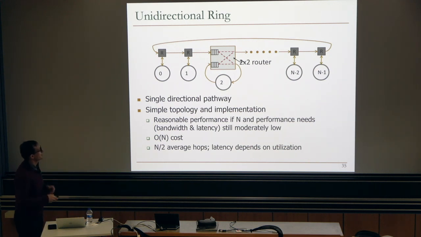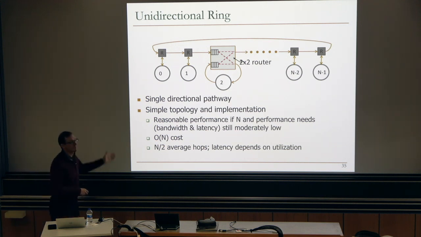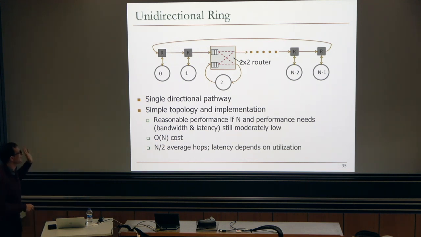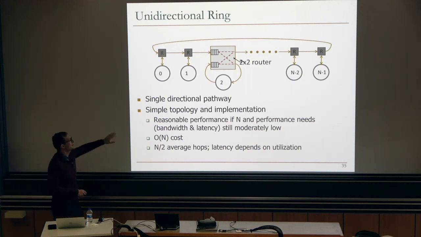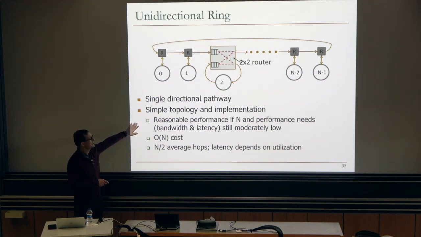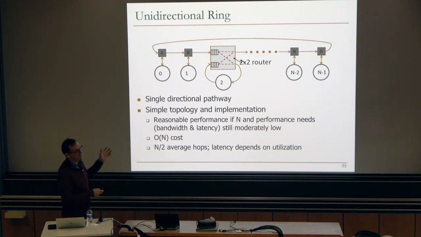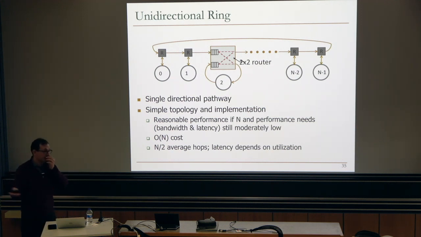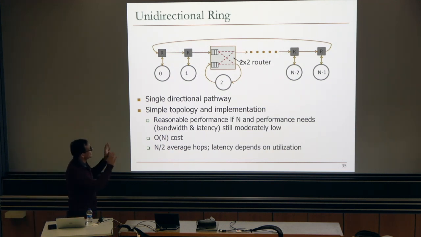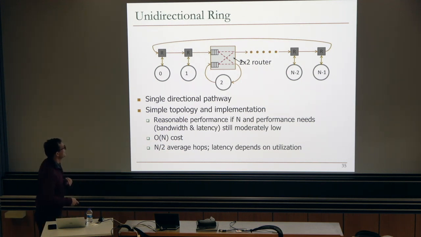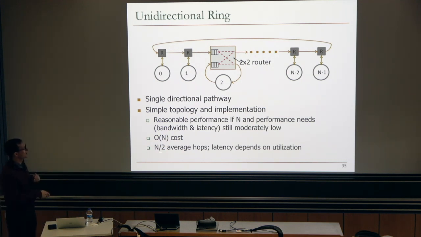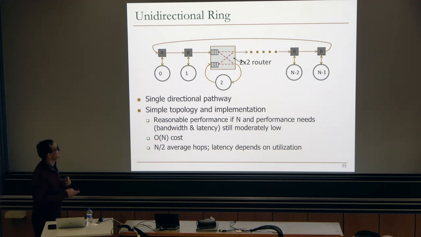Okay, so clearly this is simple. It's a very simple topology, and the implementation is also very simple. It's easy to lay out this thing, and you get reasonable performance if n is relatively low, and the performance needs are also relatively low. Basically, your bandwidth and latency. Because latency is problematic here, again, right? If you actually have only 4 nodes, the latency of this is potentially higher than the latency of a bus, right? Bus is a shared medium. But of course, the bandwidth of this may be higher than a bus. Okay, we discussed that its cost is O(N), average hops is n over 2, and latency depends on utilization. I'm not going to go over this in detail.